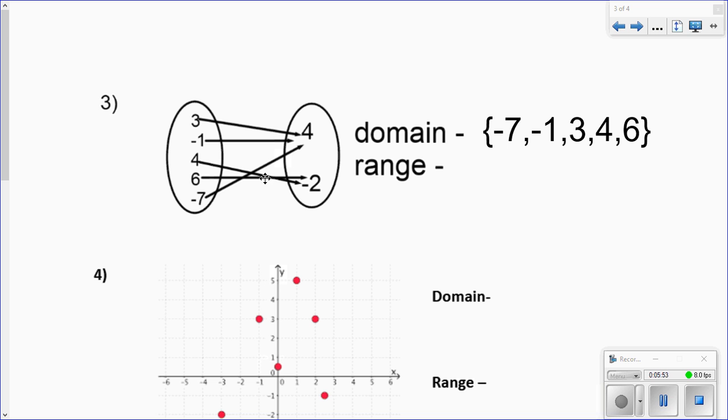In the range, there are only 2 numbers, even though they repeat because I have multiple arrows pointing to them. I'm only going to write -2 and 4 for my range. And that's all I have to do.